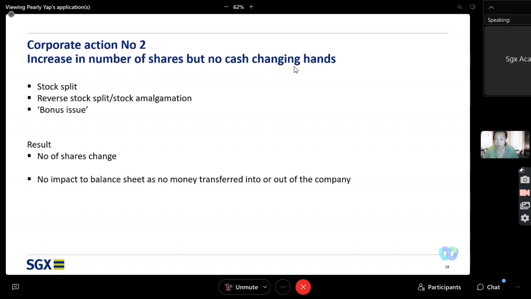because remember, the value by total number of shares, 100 million becomes 200 million. The total per share, per unit, ground zero. You still end up with this. It's just that, so that's a stock split.